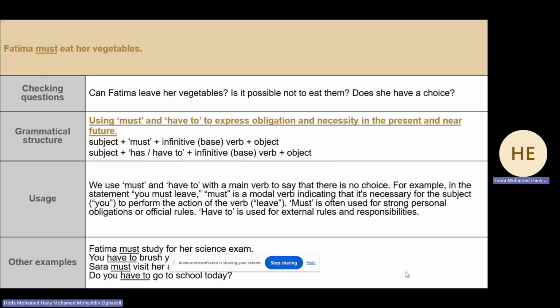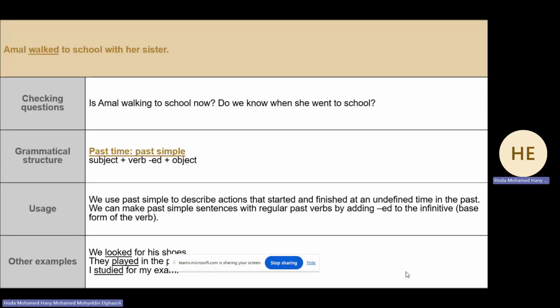Must and have to are used to express obligation and necessity in the present and near future. And then past simple, the structure would be subject and verb adding ed and the object. We are talking about regular verbs here. We use past simple to describe actions that started and finished at an undefined time in the past. We can make past simple sentences with regular verbs by adding ed to the infinitive, the base form.